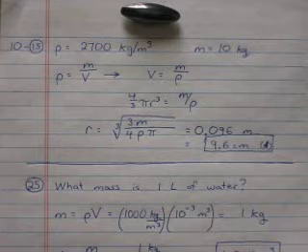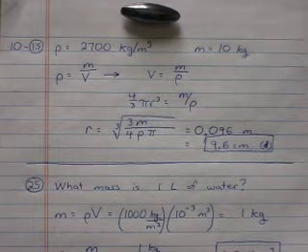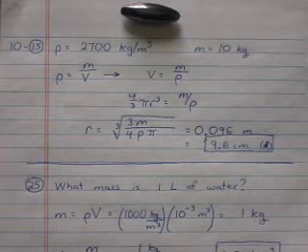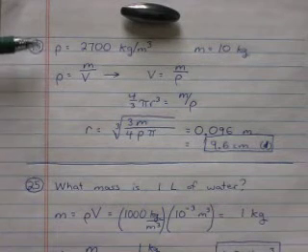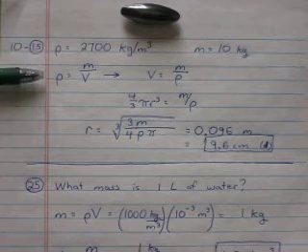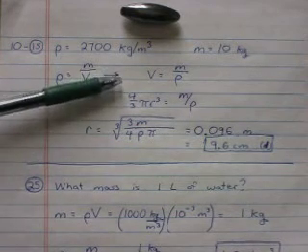Starting with number 15, aluminum's density is given. What's the radius of a solid aluminum sphere with mass 10 kilograms? There's density, there's mass. We use the density equation to find that volume is mass divided by density.